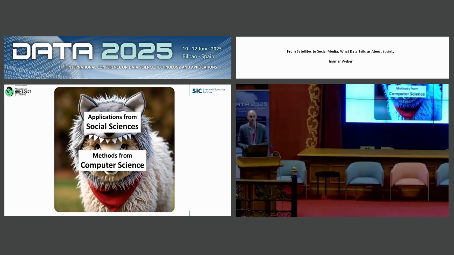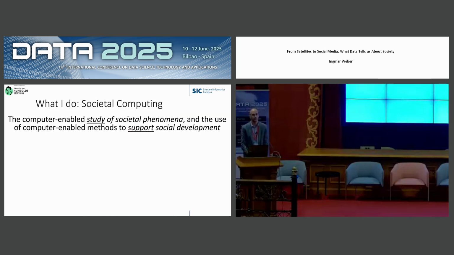As I mentioned, I hold a chair for societal computing. You might have heard of social computing, computational social science, all these sorts of things. So what the hell is societal computing? The way that I usually define it is a computer-enabled study of societal phenomena. That's an academic part, but then also the use of computer-enabled methods to support social development. So that's a bit more of an active outreach part.